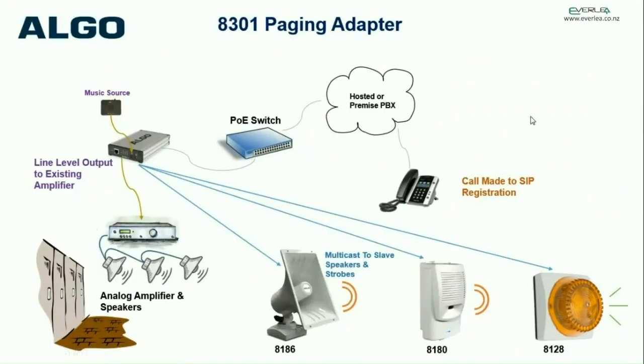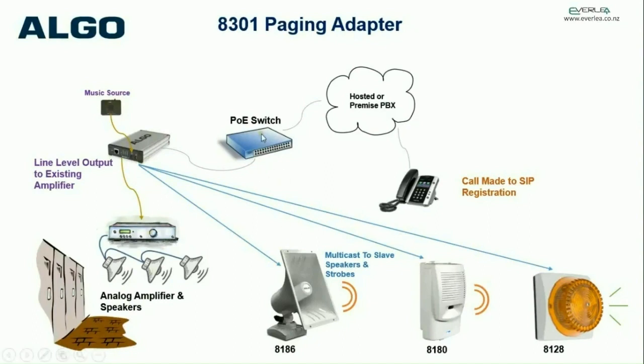Now that we've looked at the program interface, just a recap on what sort of things that you can do with the 8301. It's a paging adapter, so as we can see in the illustration here, we've got the Algo paging adapter sitting up on the top left of the screen. We've got our music on hold source sitting there, so we can have an MP3 player or something playing music through. We have an existing output down to the analog amplifier, and then we've got our analog amplifier and speaker, so these are existing.